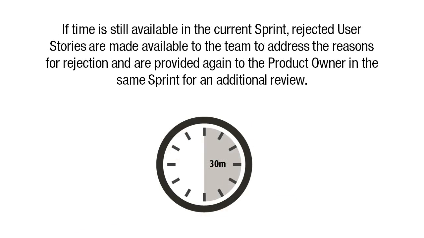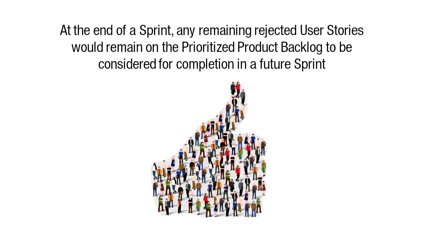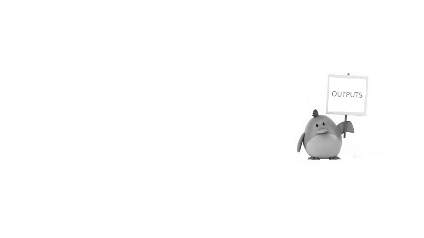If time is still available in the current sprint, rejected user stories are made available to the team to address the reasons for rejection, and are provided again to the product owner in the same sprint for an additional review. At the end of a sprint, any remaining rejected user stories should remain on the prioritized product backlog to be considered for completion in a future sprint.